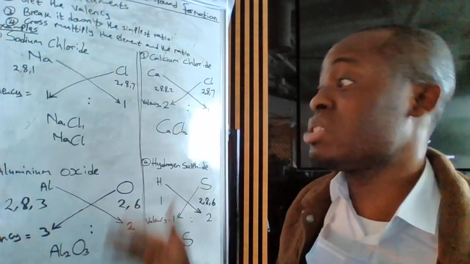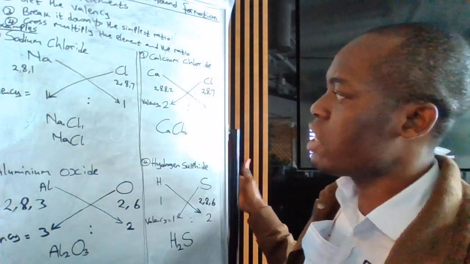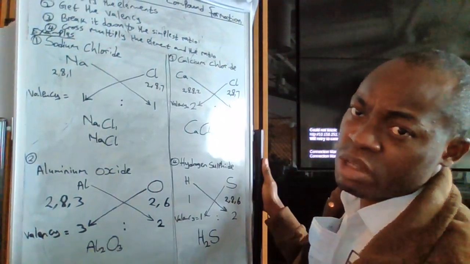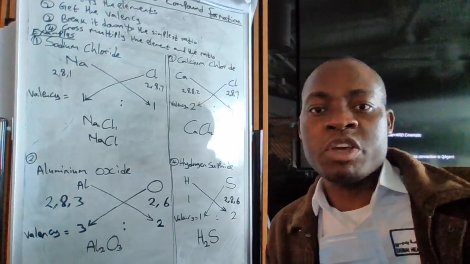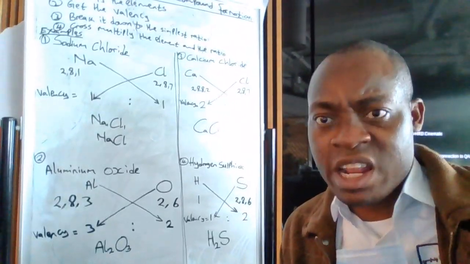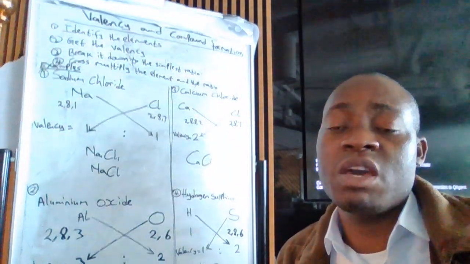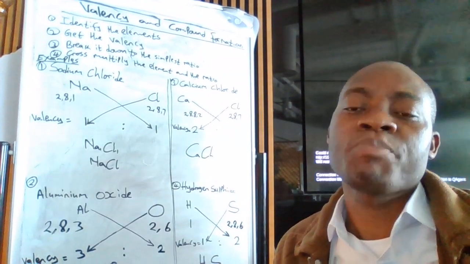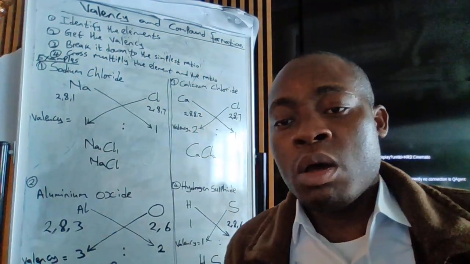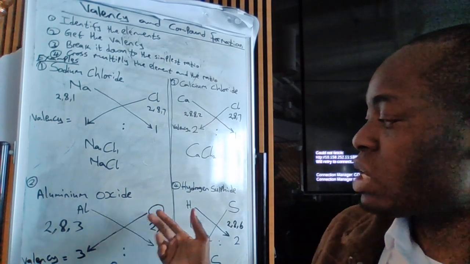So all this is just the basis under valency. There is still a lot more on it, but we just give this for free so that individuals can learn one or two things from what valency is. So we have aluminium oxide from aluminium and oxygen.